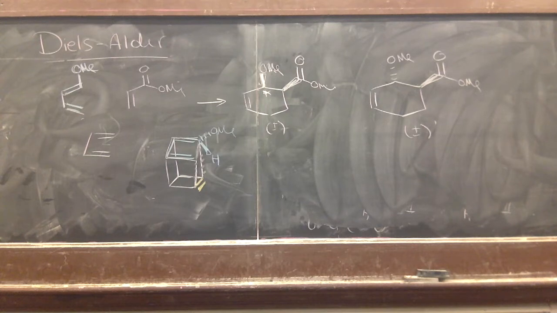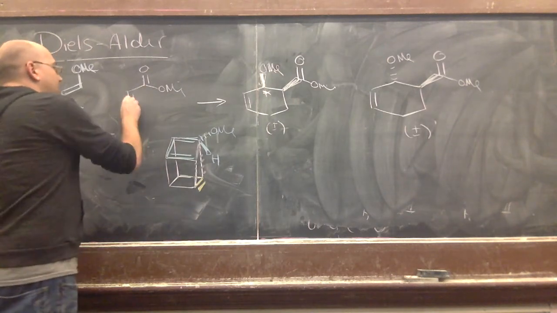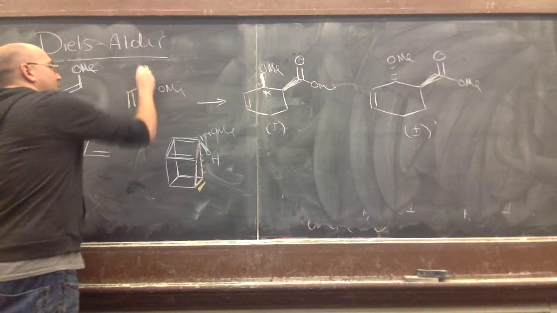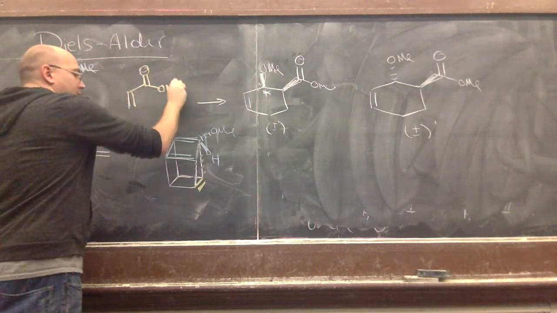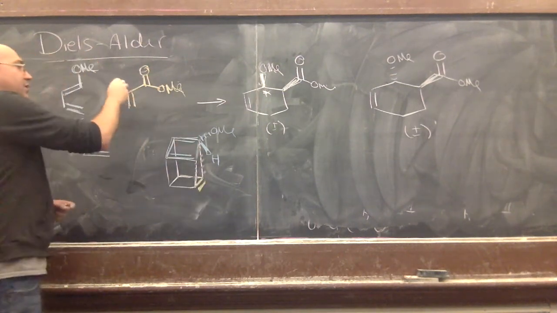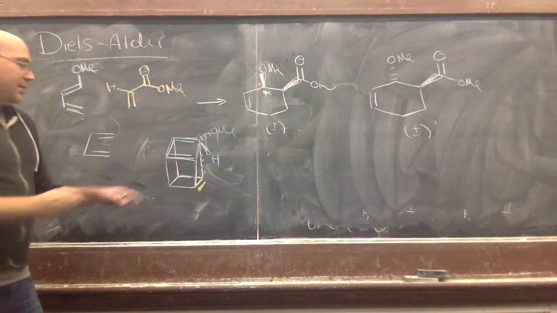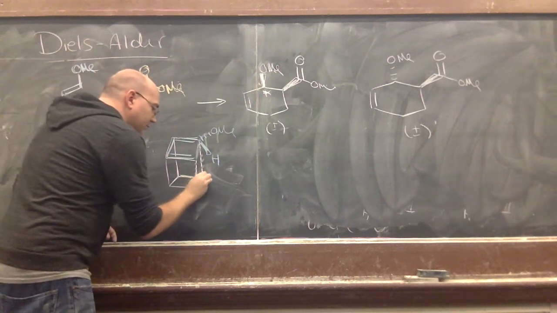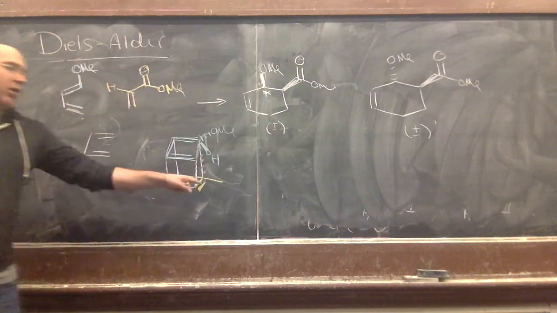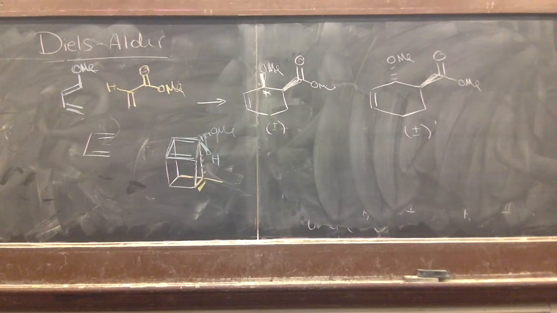Now, the challenge here is this carbon here is going to be this carbon here, right? And so that carbon is going to have a proton and it's going to have an ester. If this is endo-selective, which way is the ester going?